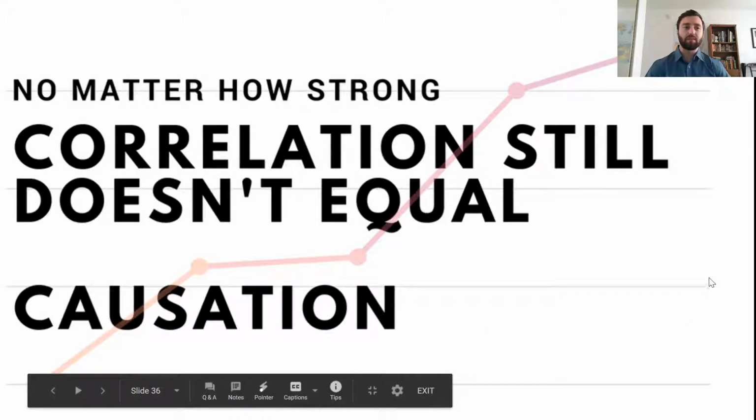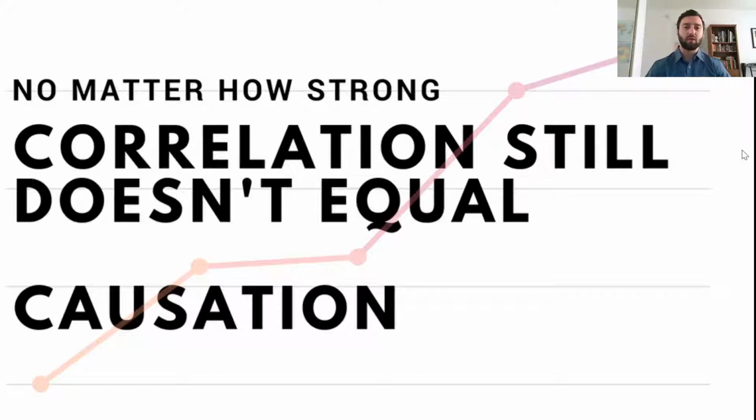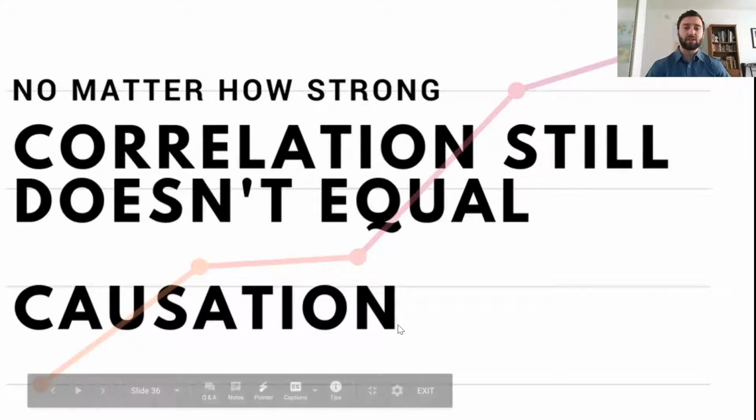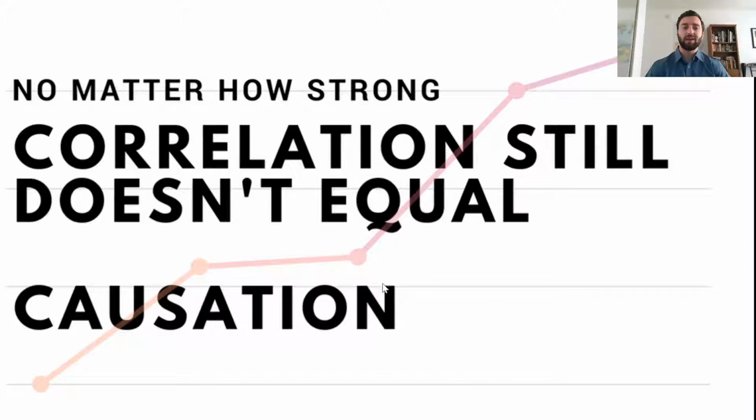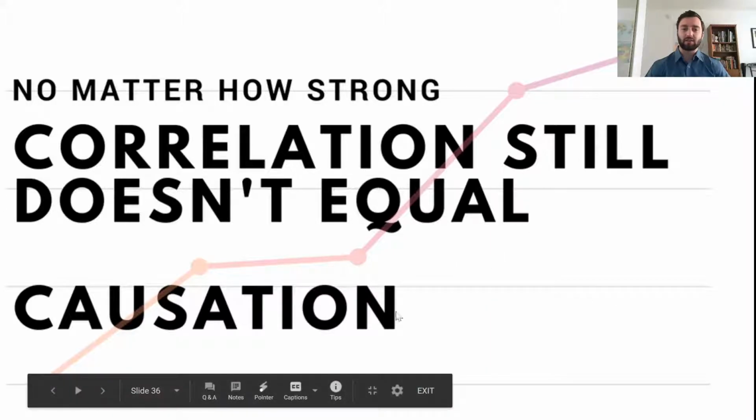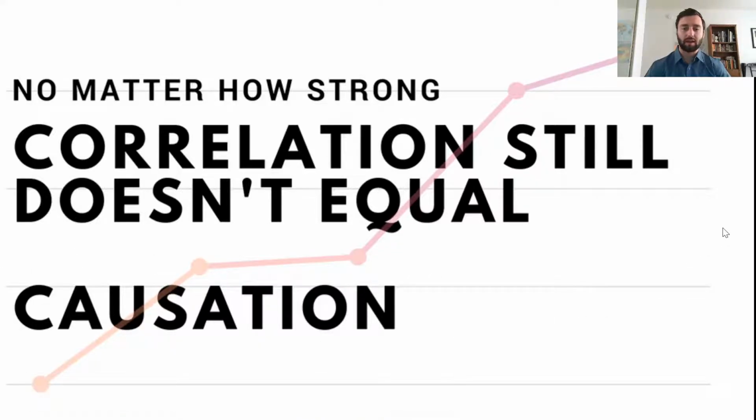Now here's a really important piece, right? No matter how strong the correlation is, correlation does not equal causation. Ever, ever, ever. Okay? No matter what. Even if it is a perfect correlation, that does not mean that there is causation there. We can only determine what causes something by doing an experiment. That's super, super important. You always want to remember that piece.